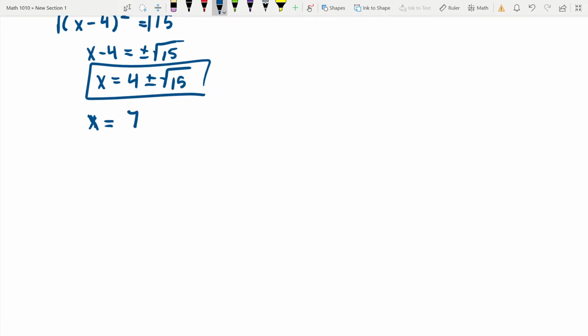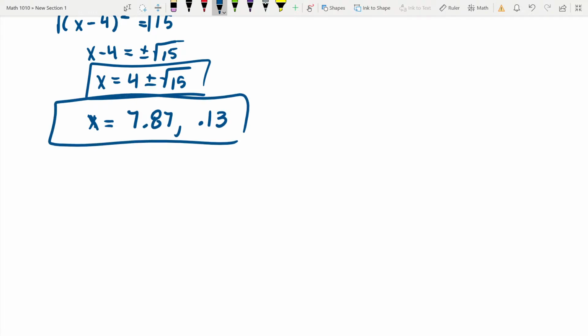So that would be 7.87. Then put a comma. Don't touch your calculator. Don't clear it. Everybody hit up and then go right. Then change the plus to a minus. So just hit minus right there. Then hit enter and you get 0.13, to 2 digits.